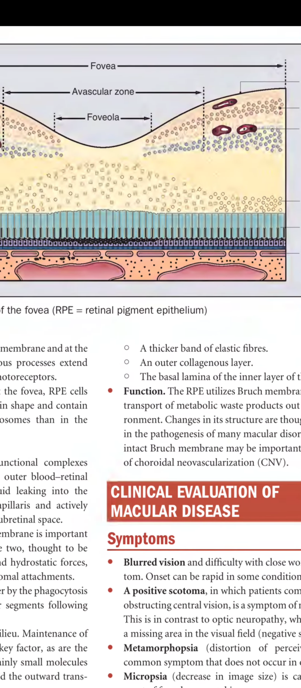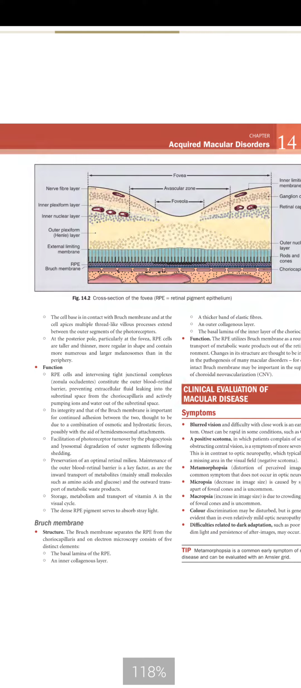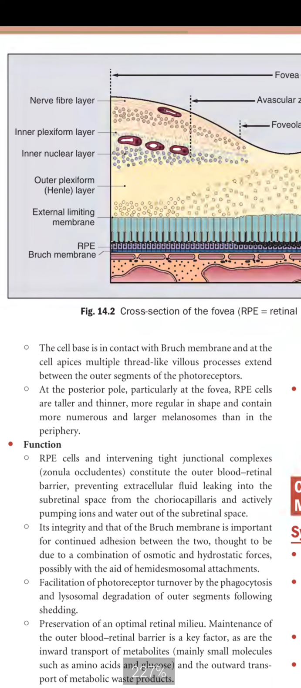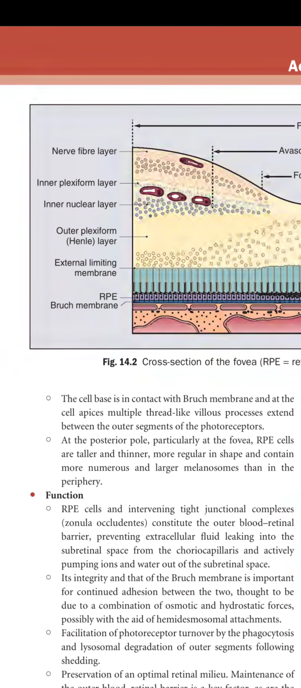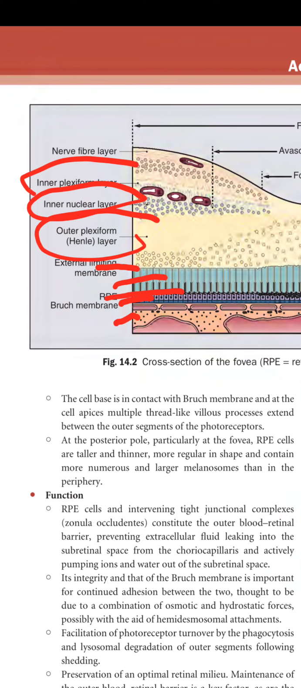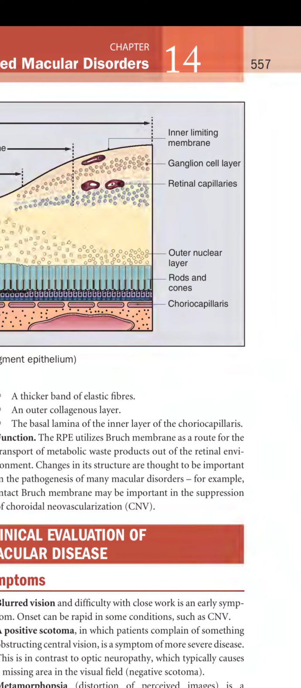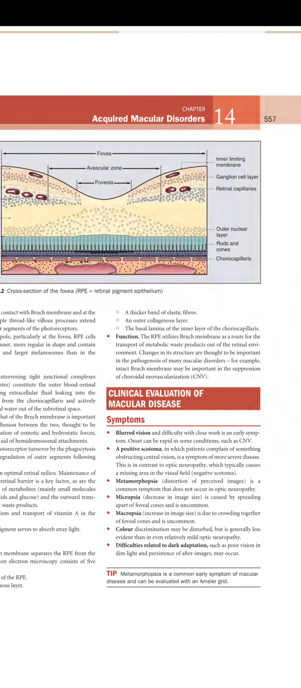This is a figure showing us the layers of the retina. So this is the Bruch membrane, then the RPE, then the photoreceptor layer, then the outer nuclear layer, then the external limiting membrane, then the outer plexiform layer, then the inner nuclear layer, inner plexiform layer, ganglion cell layer, and the nerve fiber layer. So this is how it goes, and then there is the internal limiting membrane.